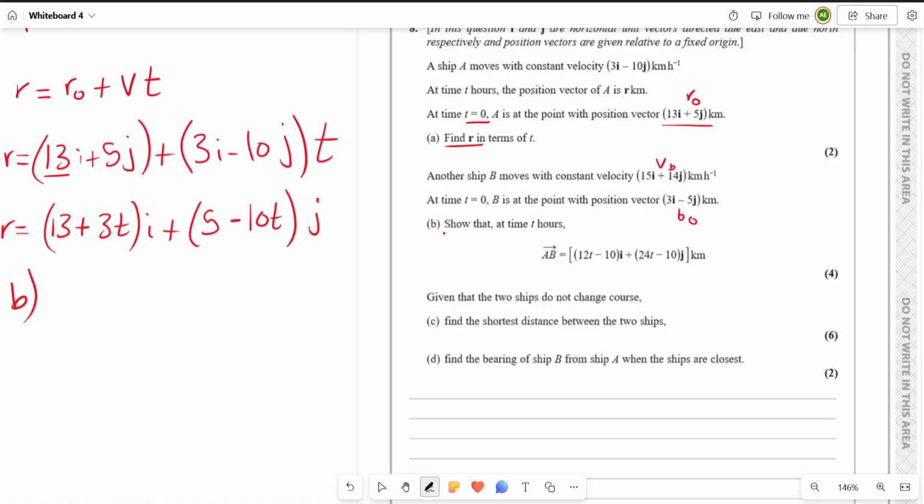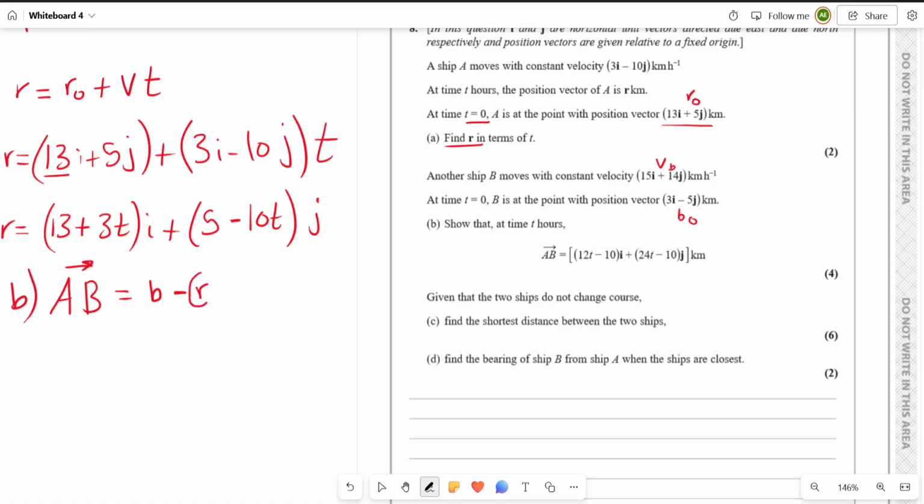Yeah, it says show that at time t hours AB is this. Right. First of all, what is AB? The vector AB denotes the displacement between A and B, and is equal to the general vector of B minus the general vector of A, which was r.